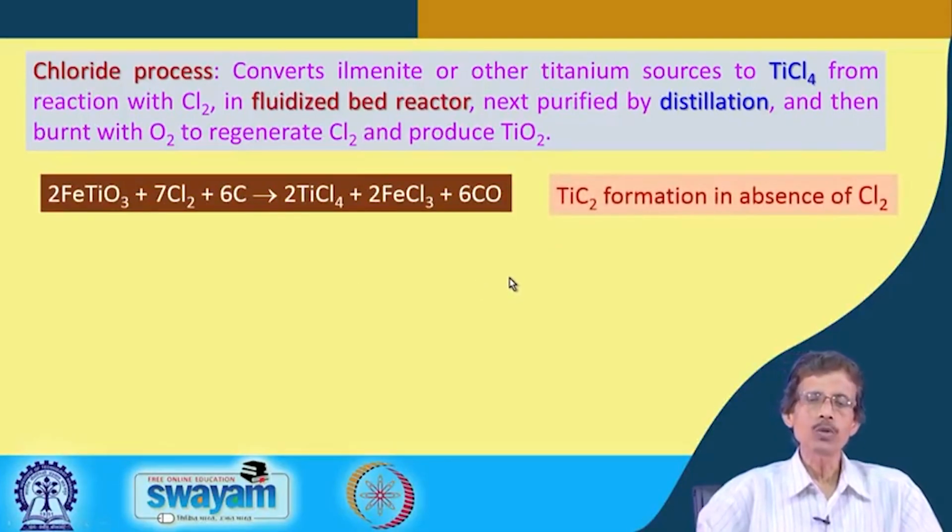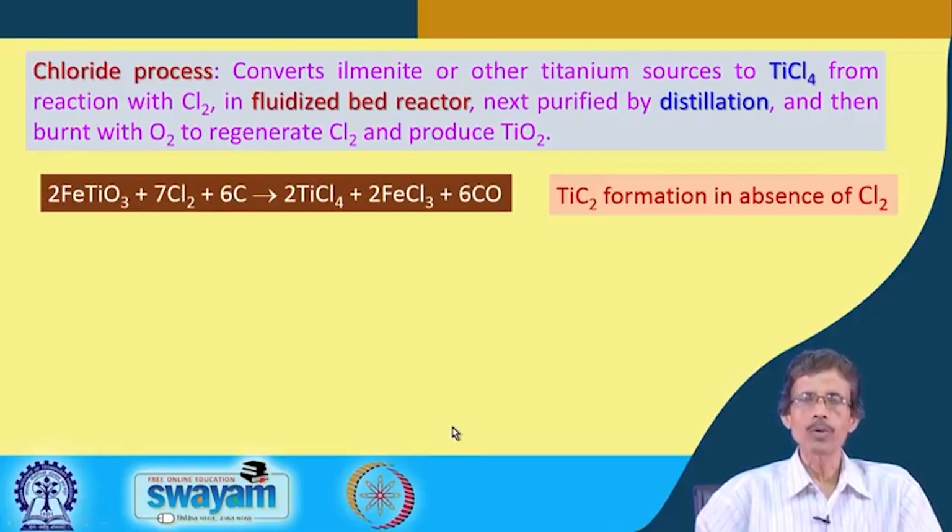But if we do not use this particular chlorine, because chlorine is your corresponding oxidizing agent, and if you try to react only that ilmenite, the iron titanate, with your carbon, as we have already seen, the formation of some other useful material will end up as titanium carbide formation, which we already discussed earlier. So, how to avoid the formation of titanium carbide, we will also see here with the use of chlorine.